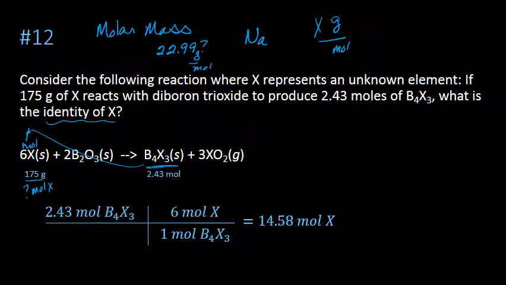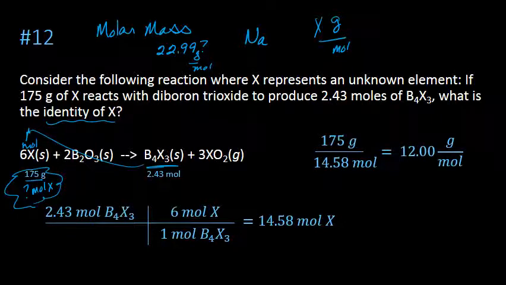What are we going to do with this information now? We're going to plug it into there. So you end up with 175 grams of X divided by 14.58 moles of X, and we end up with 12 grams per mole. And who is that? Well, that would be carbon. So X is equal to carbon.